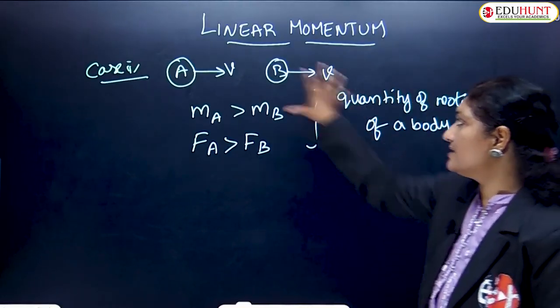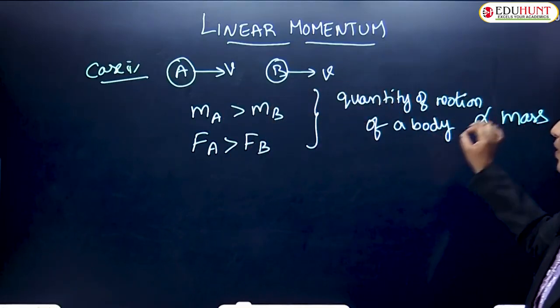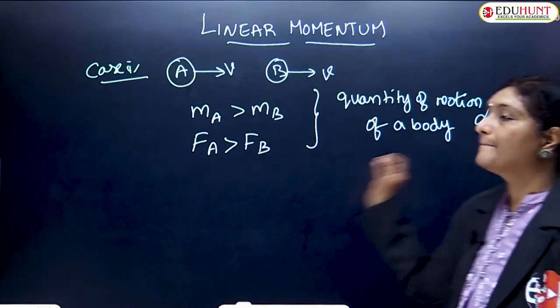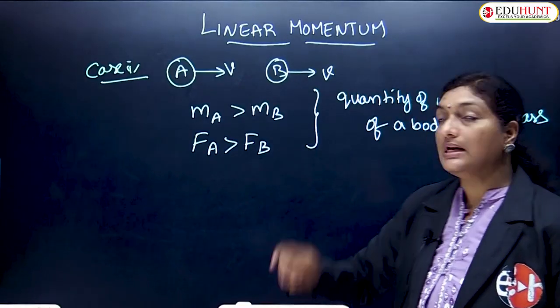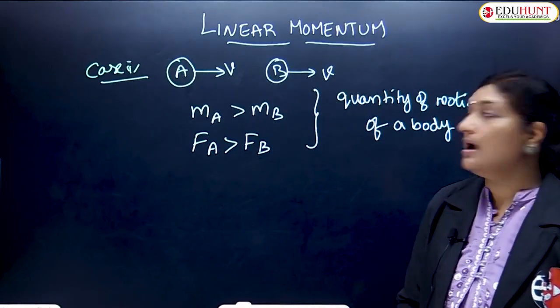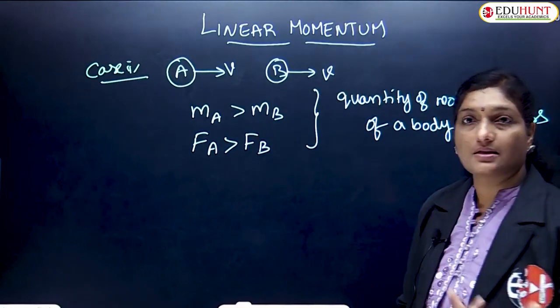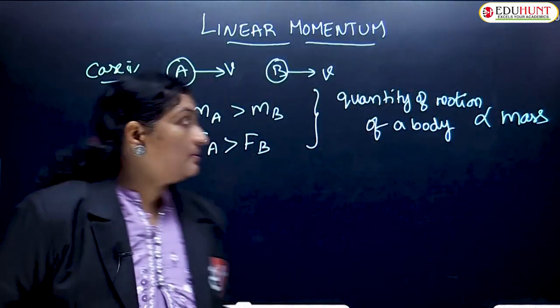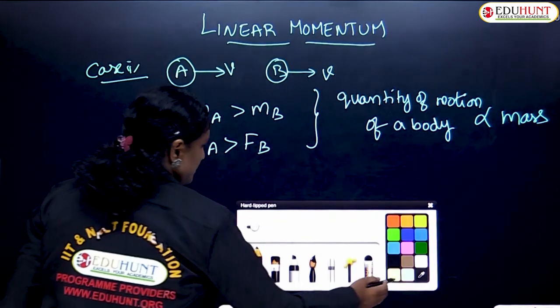Children, hence from this we can conclude that the quantity of motion of a body is directly proportional to the mass of the body. I repeat, the quantity of motion of a body is directly proportional to the mass of the body. Moving on to the second example, let us consider case 2, children.